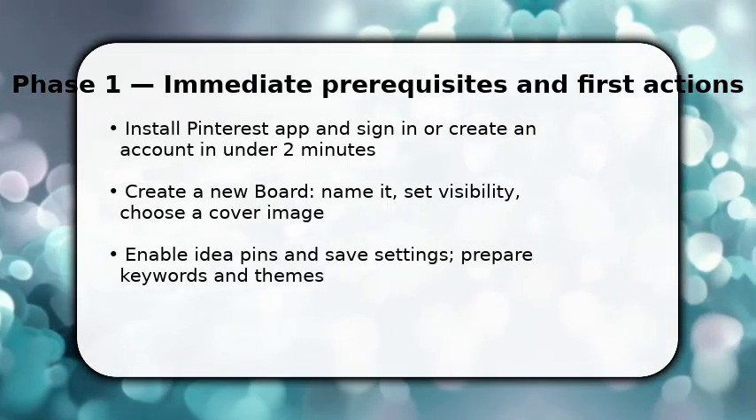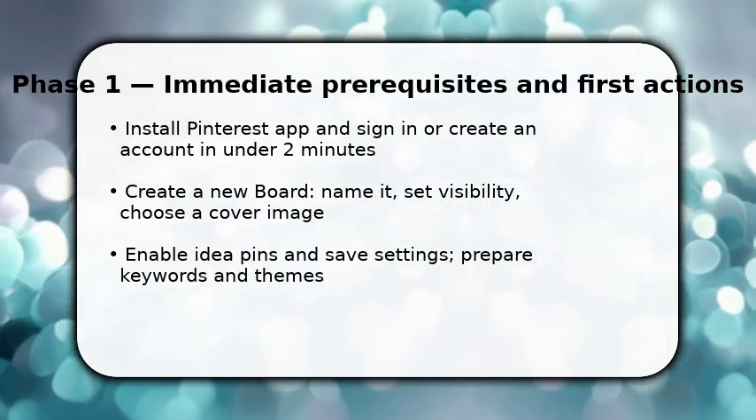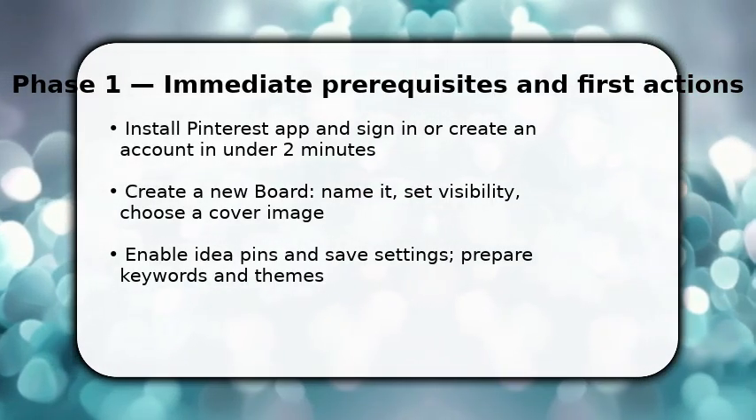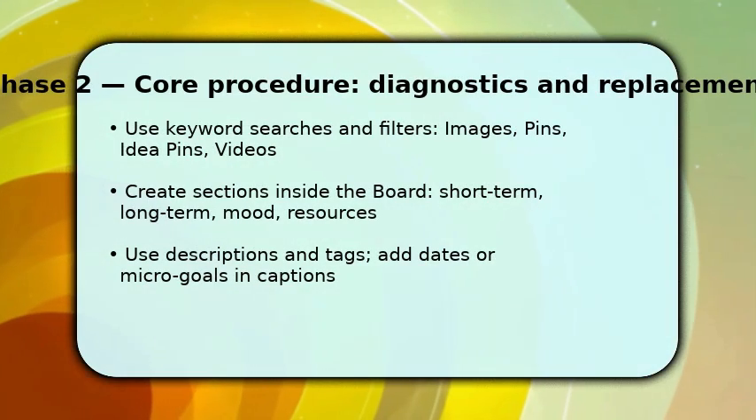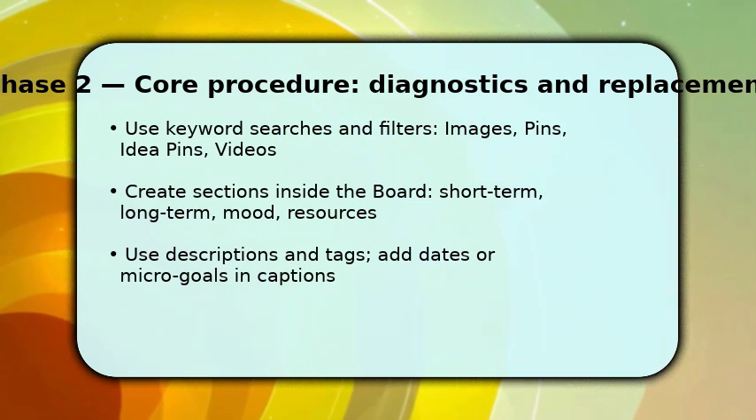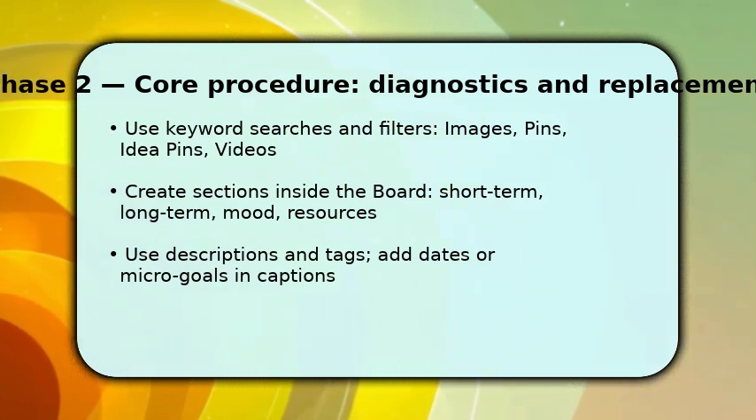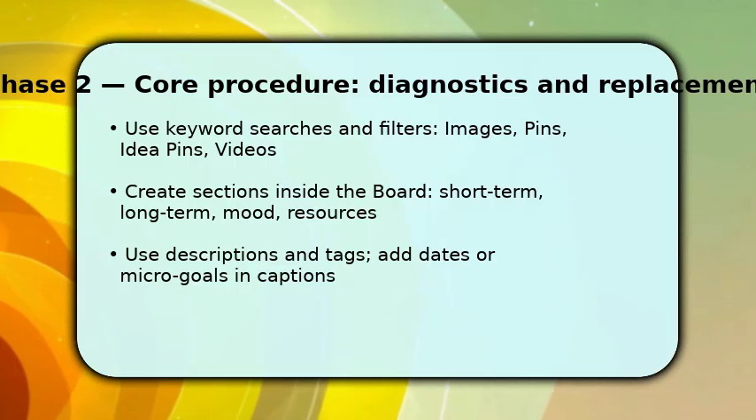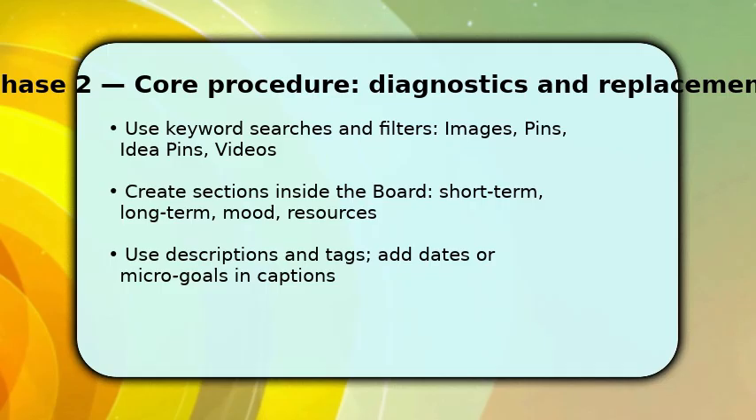Prepare 5-10 keywords and themes: health, career, travel, so search brings targeted results. Now go search. Save images as you find them. Now you curate. Search your prepared keywords, then filter by images or videos to match your mood. Save the best pins directly into sections. Create one for short-term goals, one for long-term, and one for mood inspiration.